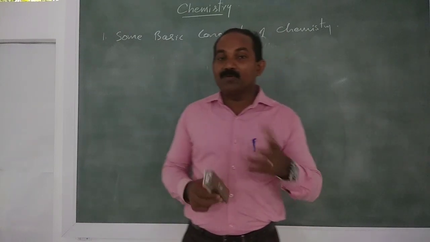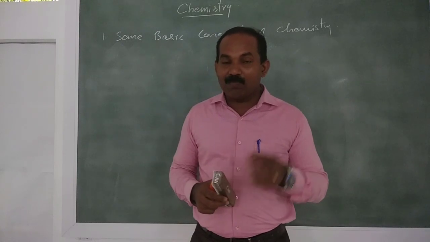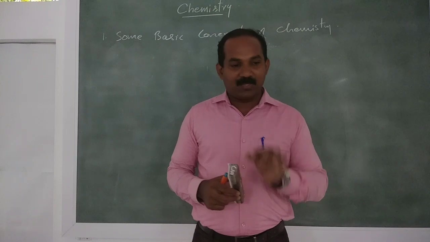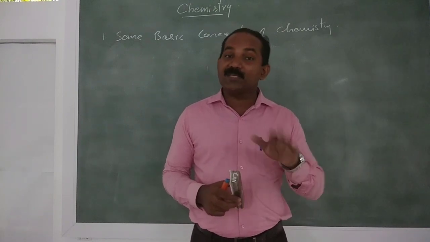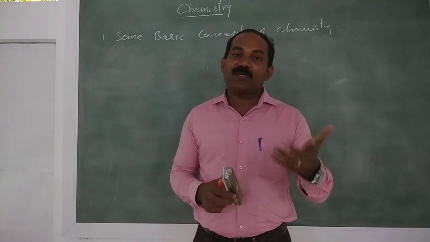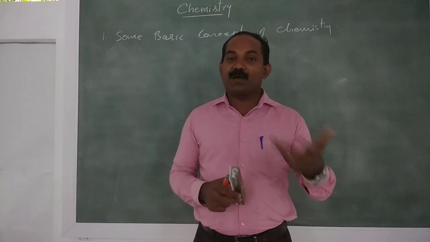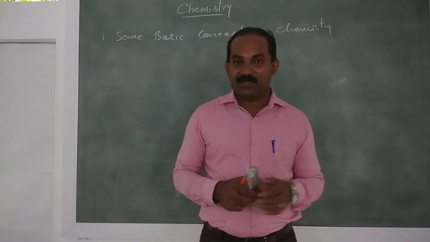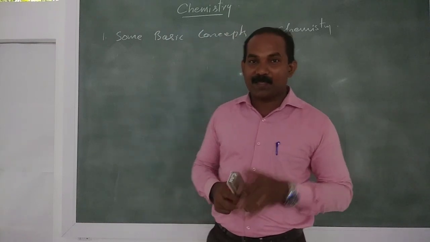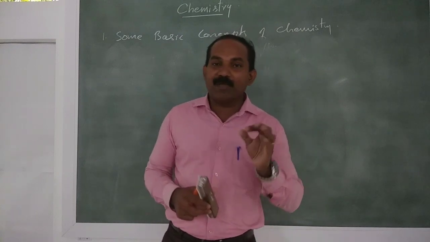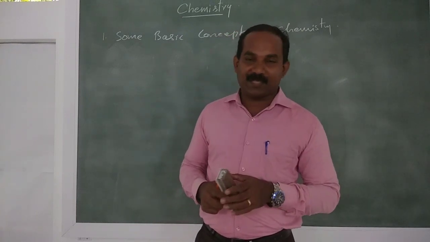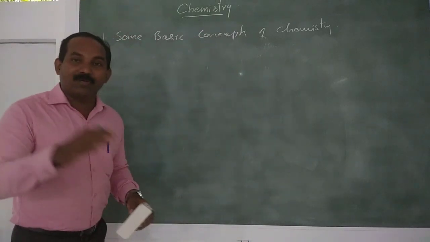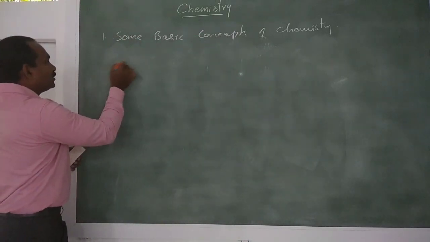For example, velocity. What is velocity? The distance covered by an object per unit time. So distance and time, it is a derived unit. Meter per second, kilometer per hour. The speed of a car is 60 kilometer per hour. So it is a derived unit. Usually we are using meter per second. Let's discuss the basic units. I think you already studied this in physics.